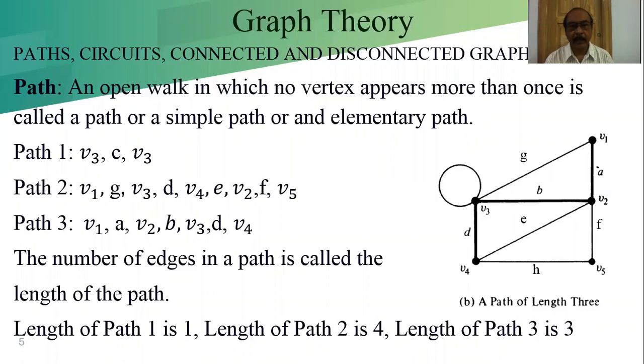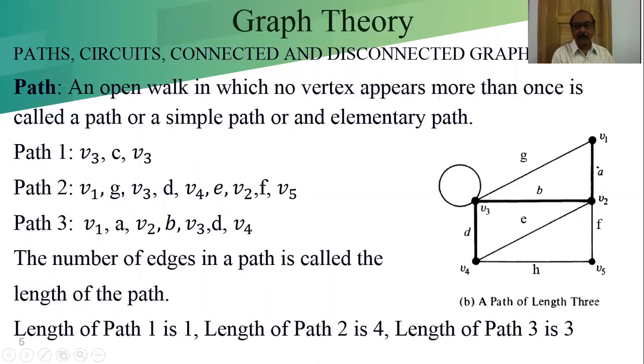That means no vertex appears more than once. As long as a vertex does not appear more than once, it is not possible for an edge to appear more than once. So in a walk in which no vertex appears more than once, no vertex and no edge can appear more than once.